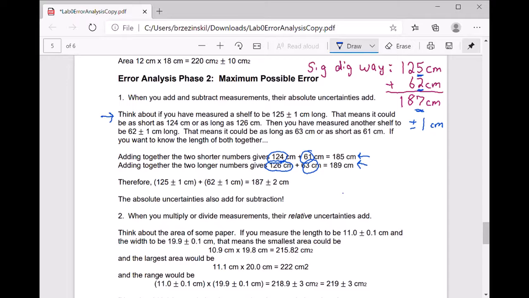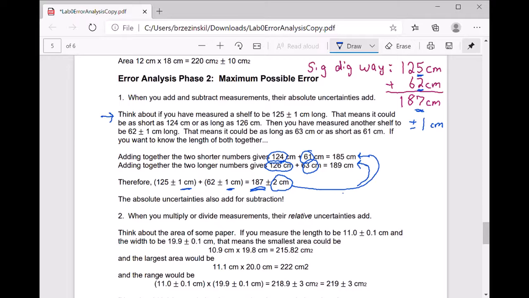So if you happen to measure both a little bit longer than they are, they're actually shorter. It could be 185. Otherwise, it could be 189 if you go the other direction. So this range, instead of 187 plus or minus 1, the uncertainty of 1 and 1 add together to give a total uncertainty of 2, 187 plus or minus 2, because it could be as short as 185 or as long as 189.